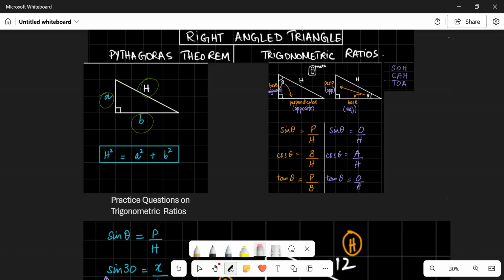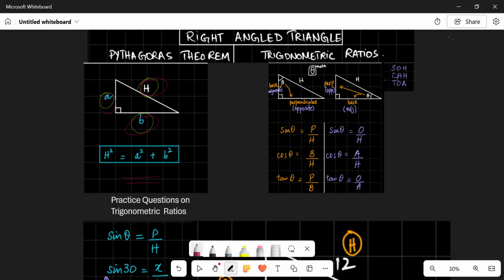As we can see in this diagram, this is the hypotenuse, this one is the perpendicular, and this is the base. So the formula for the Pythagoras theorem is h square equals a square plus b square. Whenever the right angle is given to you, the side opposite the right angle is always the hypotenuse, and the side adjacent to the right angle is the base.